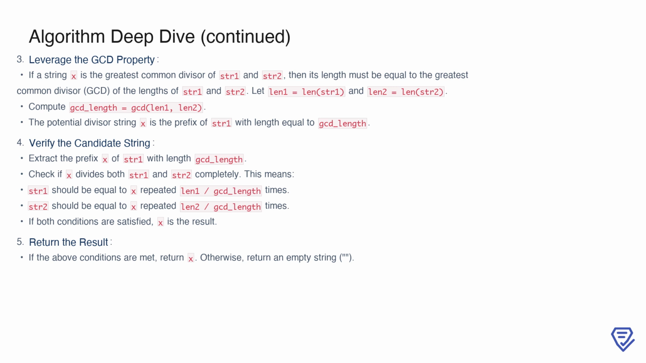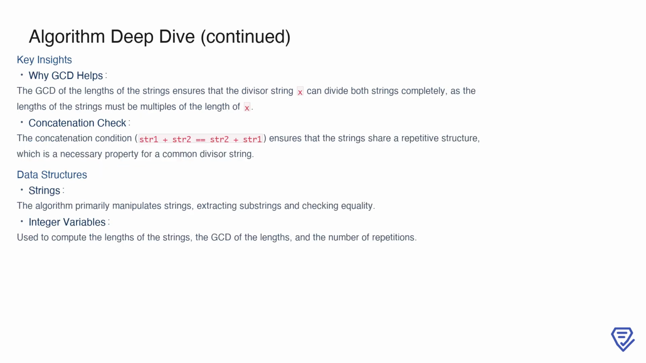This involves checking if str1 can be reconstructed as the candidate repeated len1/GCD_length times and if str2 can be reconstructed as the candidate repeated len2/GCD_length times. If both conditions hold true, then this candidate is the greatest common divisor string. This approach works because the GCD of the lengths of the strings ensures that any potential divisor string will fit perfectly into both strings without leaving any remainder. The concatenation condition is equally important, as it confirms that the two strings share a consistent repetitive structure, which is a necessary property for a common divisor string to exist.